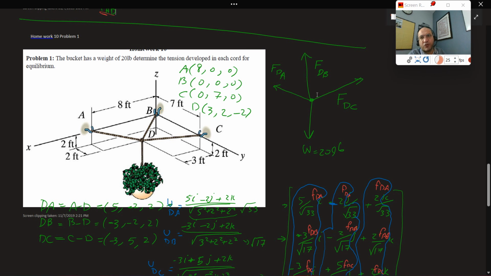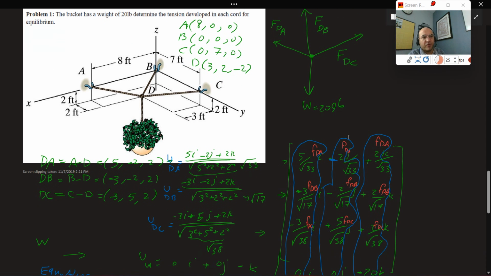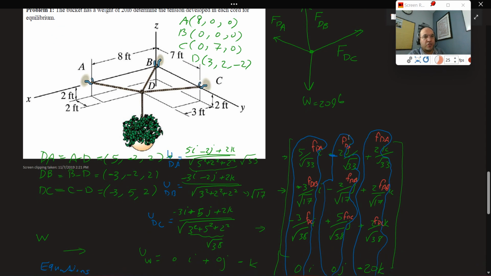Then if you look at the diagram, it is very important because it talks to us. You can see FDC, FDB, FDA plus W should be 0. The summation of these 4 forces in a vector approach should be 0. We repeat the same approach to find the FDA. First thing I do is I get dA is equal to A minus D, always end minus the start. And dB is B minus D, and last one dC is C minus D.